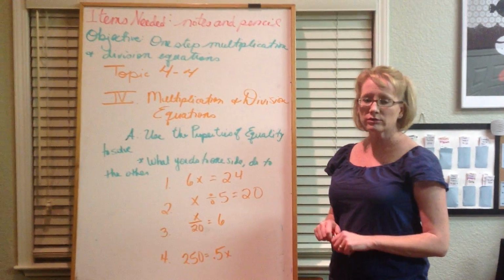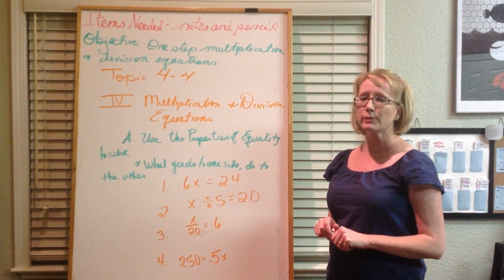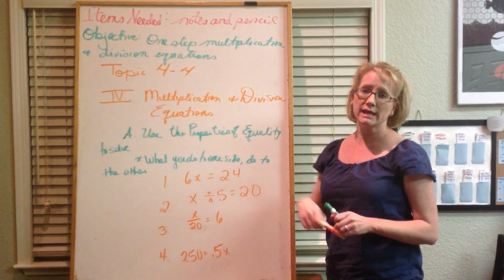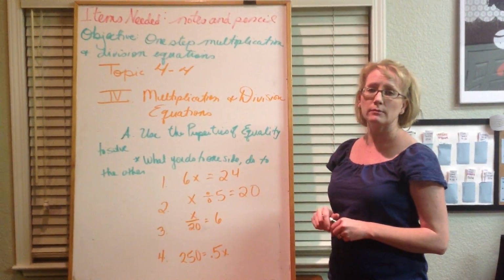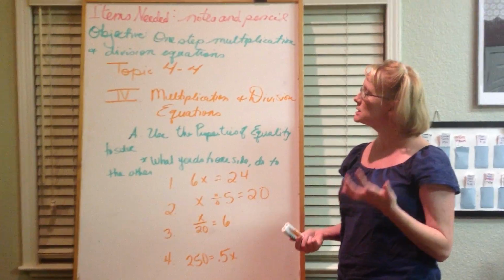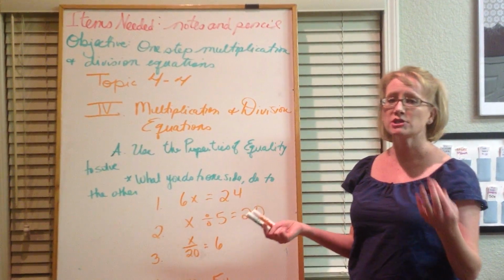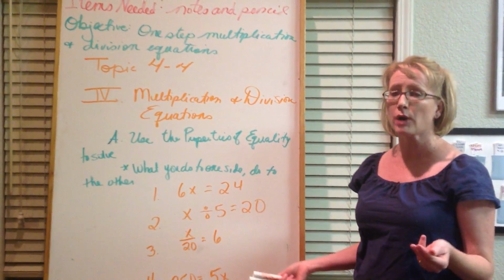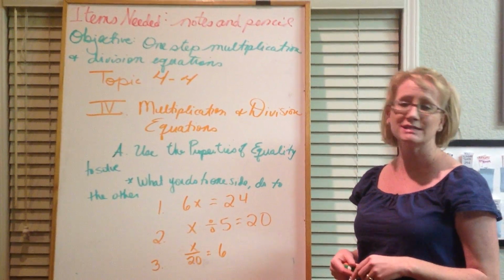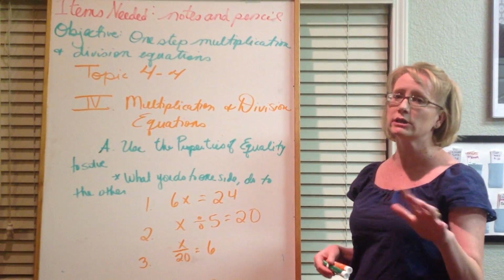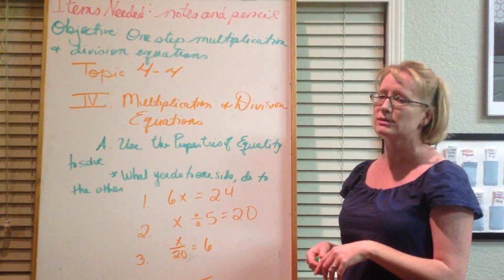Guys, this is topic 4.4. You're going to be needing your notes and your pencil. Our objective today is for you to understand one-step multiplication and division equations. We've done the addition and subtraction equations. We solved them using the properties of equality. We're going to do the same thing today, and you're really good at the previous one, so this will be easy. This will be cake.